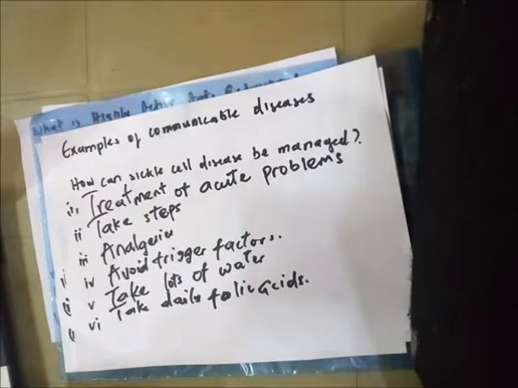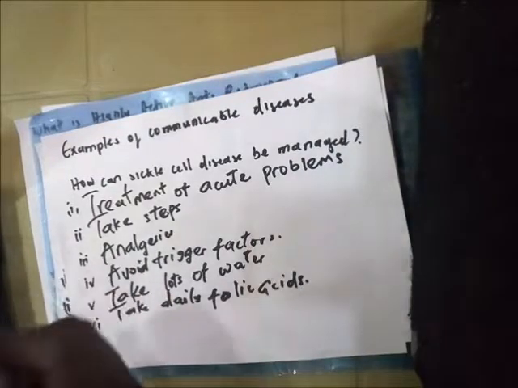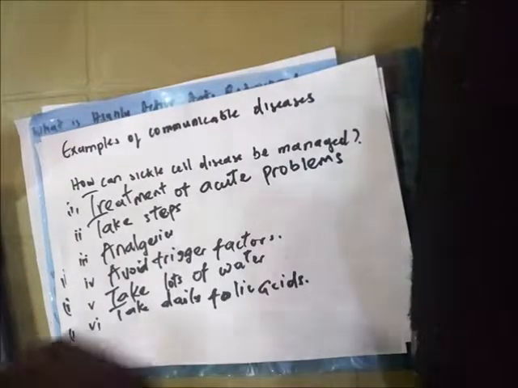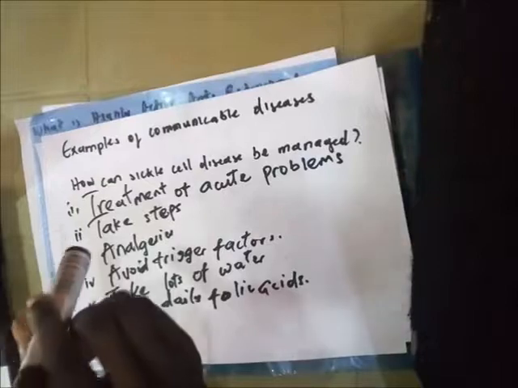Okay, the first question here is examples of communicable diseases. That one is actually simple. We have HIV, we have poliomyelitis, and other ones. So, moving on to the difficult questions.